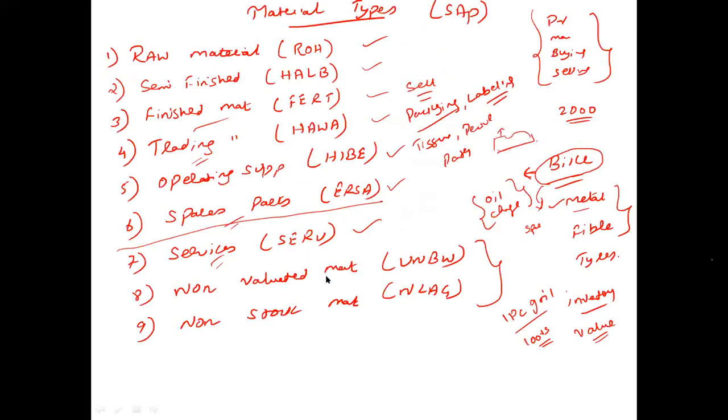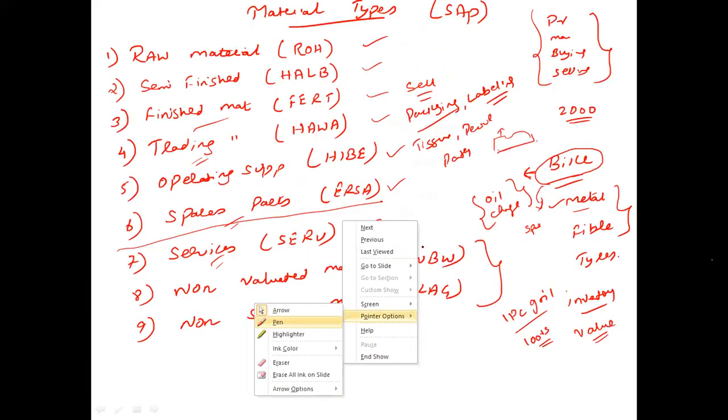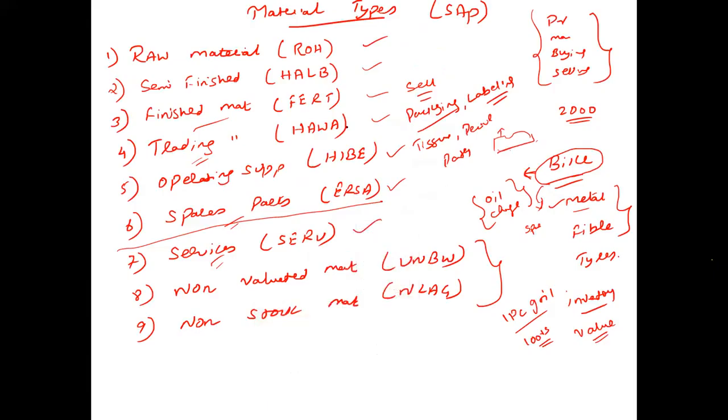But if you see this non-valuated material, you will have the stock of the material. For example, you are purchasing some material, or think that your material has been damaged. So you are not going to sell that material. You have the stock, but that stock doesn't have any value because it is damaged. So that stock which you're holding is called non-valuated stock or non-valuated material. Those materials are created under non-valuated material.